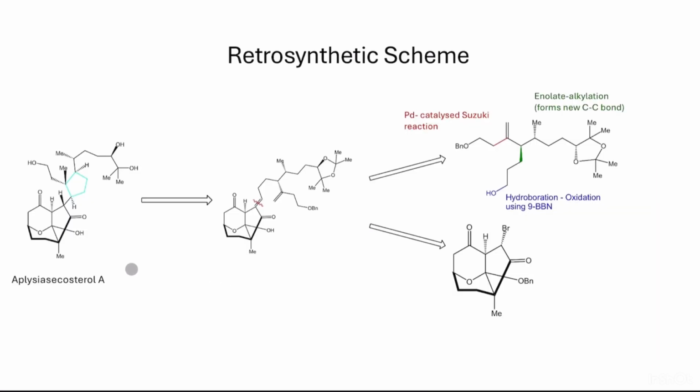Retrosynthetic scheme. This is the structure of Aplysia secosterol A, and if we open this ring up, we get this structure. And if we break this carbon-carbon double bond, we get these two fragments. And for this video, I'm going to focus on this fragment.